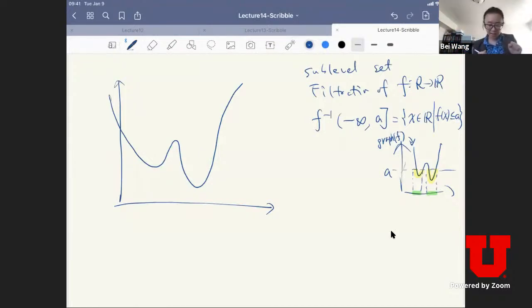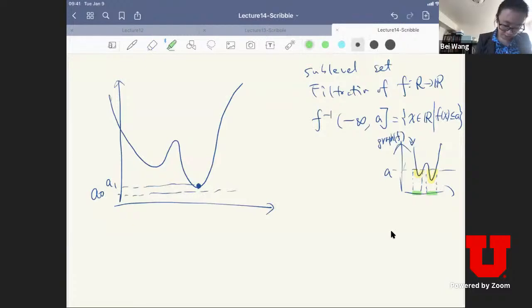So what do I mean by that? If I start from, say, minus infinity, well, maybe I just start with some number that is below the smallest number of my function. Let's say I start with a zero, and look at which part of my function is below it. Now it's empty. But the moment I pass through the global minimum of this function, what's below this function is just one single point.